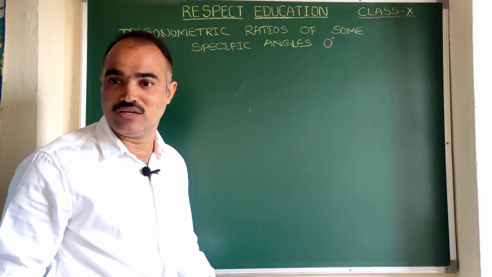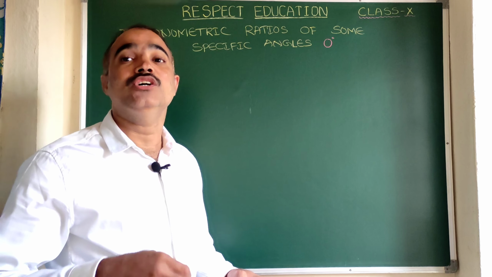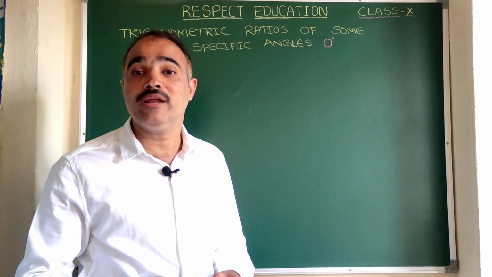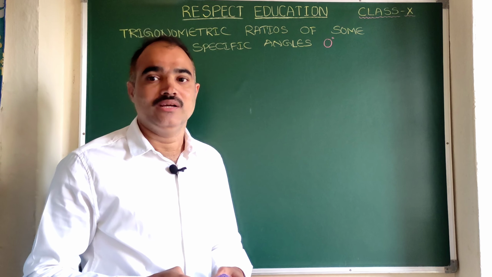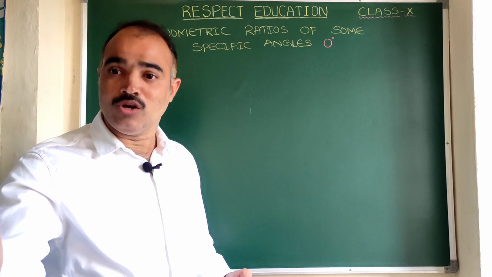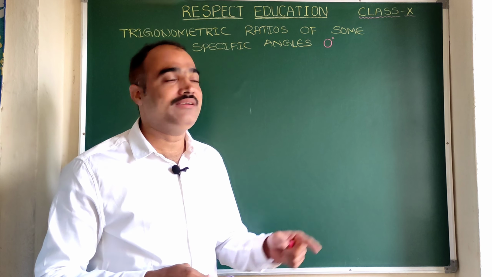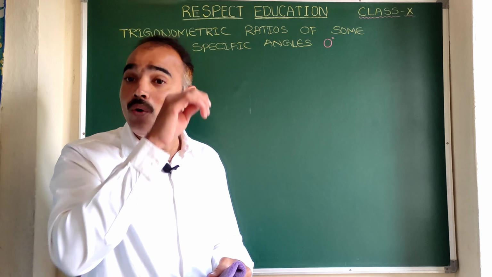0 degrees means what? For example, if I ask you, do you have money? Yes, I have 0 money. What is the meaning of 0 money? No money. Suppose if you say, yes, I have 10 rupees with me, then you are having 10 rupees. 1 rupee means 1 rupee. 0 rupees means no rupee. Same here, 0 degrees means no angle.